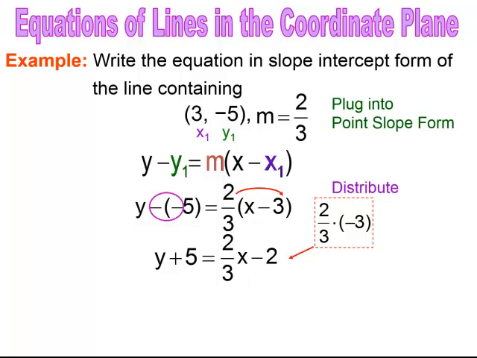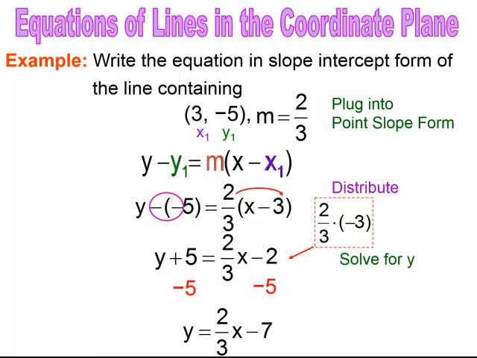So notice that the 2/3 times -3 over 1, the 3's would cancel and you'd be left with 2. So you end up with a -2. So that's where that's coming from. And now you still need to solve for y, so you need to get y by itself, which means you have to move that plus 5 over to the other side of the equal sign, and to move it, you're going to do the opposite, which is subtract. And you can subtract it from the constant, that -2, and then you'll have your equation of the line.